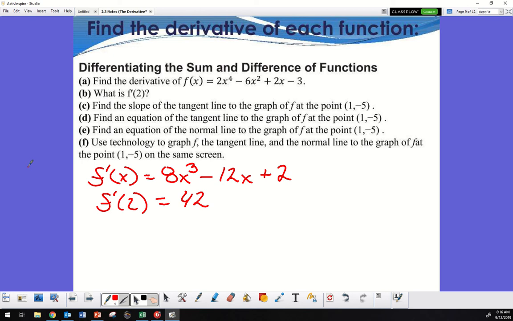All right, find the slope of the tangent line to the graph at that point. Ooh. Find the slope of the tangent line to the graph at the point 1, -5. So, what do we have to find first? Someone say the slope. Slope. Yes, slope. That's what I'm looking for. Why is the slope going to be different than this one right here? It's a different x value, isn't it?